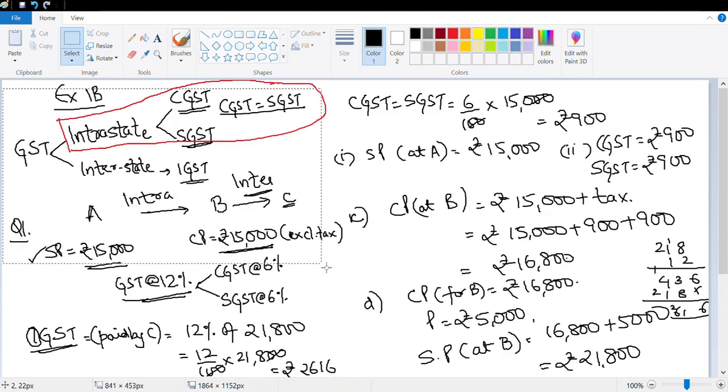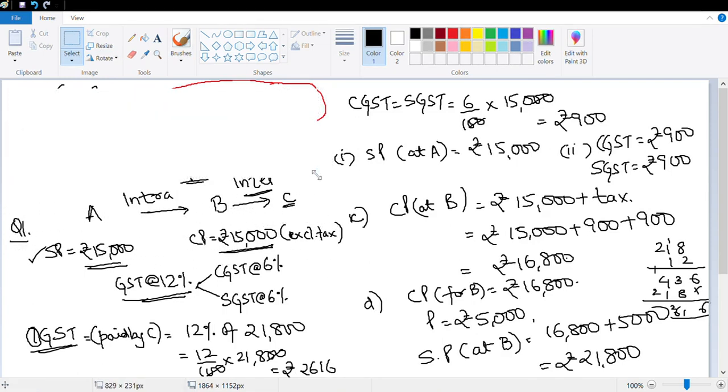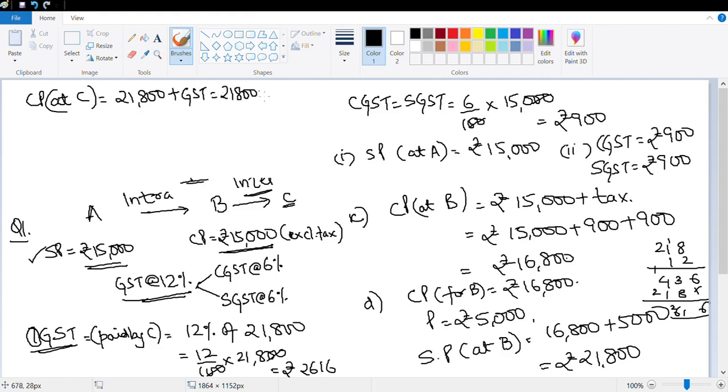Yes, there is a last part to this. The last part says, CP at station C. So CP at C will be equal to 21,800 plus the GST, which is 21,800 plus 2,616, which is 24,416. So rupees 24,416. That's my last part.